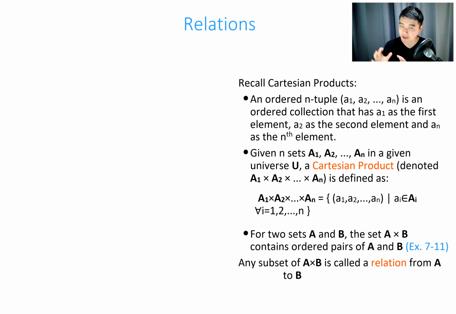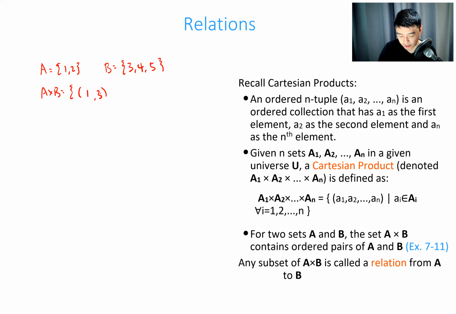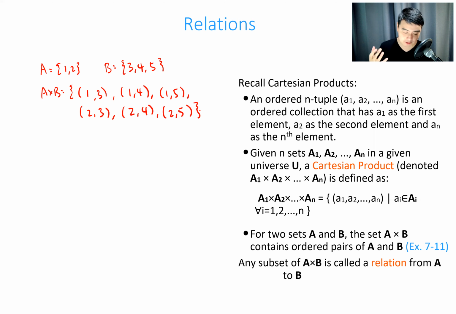Now, I'm not really going to show you what the application is until we get to the topic on relations later. But let me just give a very quick example. Let's say A is the set {1, 2}, and B is the set {3, 4, 5}. Then we can say that A cross B is all of the tuples that involve two elements. The first one comes from A, the second one comes from B. So we have (1, 3), (1, 4), (1, 5), and also (2, 3), (2, 4), (2, 5). Essentially, there are six items in A cross B.